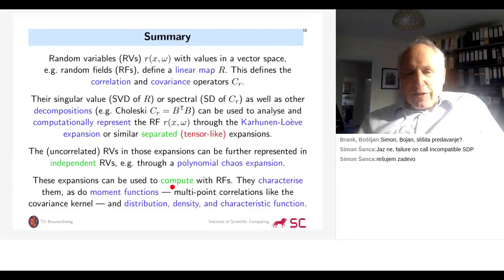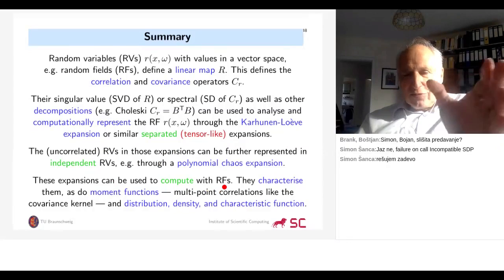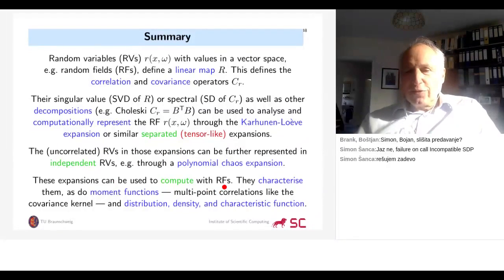And these expansions we can use to compute with random fields, as you've seen. I've shown you a lot of random fields which can be used as inputs to computations. So let me finish here.